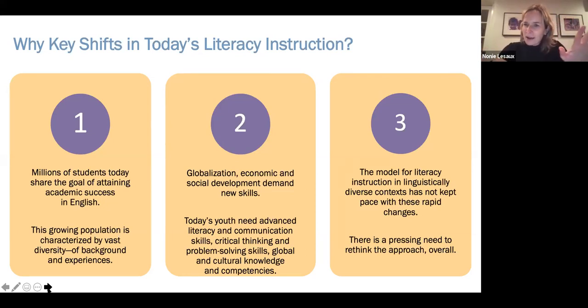At the same time as those population shifts, we have globalization, economic and social development that demand new skills, that today's youth need advanced literacy and communication skills. They need critical thinking and problem solving skills. They need global and cultural knowledge and competencies. And you might say to yourself, I'm not surprised. Hasn't that always been the case?